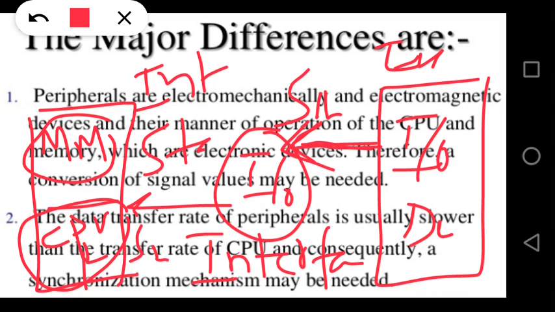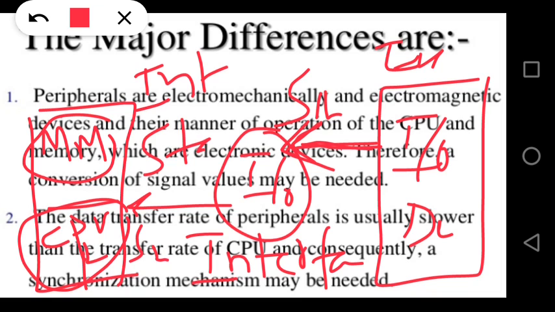The first reason is, since external devices are electromechanical or electromagnetic devices, the data they send in the form of a signal is entirely different from what electronic devices use. So these signals have to be converted, translated into a form which electronic devices can understand. For that purpose we need to have an IO interface. And the second reason is the speed mismatch.